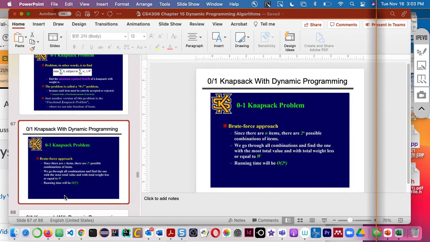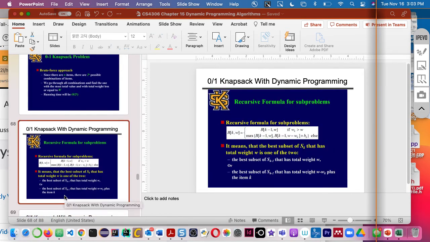Okay. So time is short. I'm just giving you the description. This is the formula we'll be using. This is the recursive function, the recursive formula.